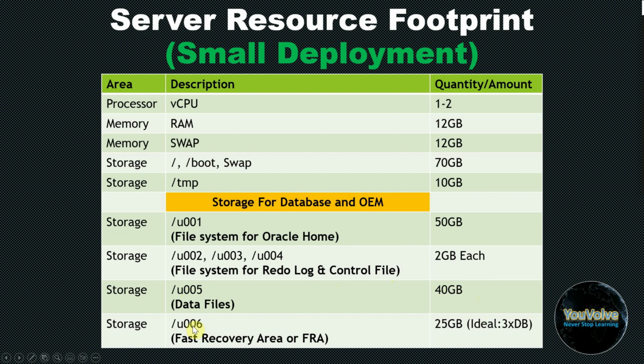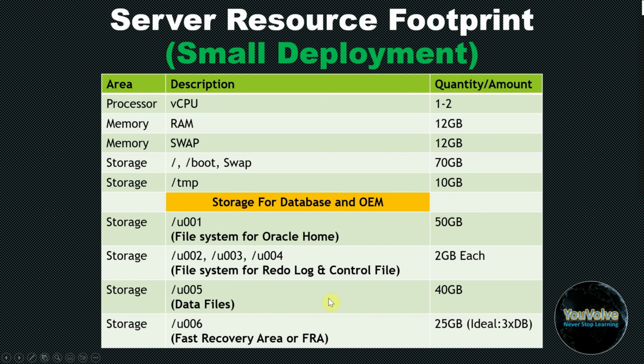And the file system named U006 is created with a size of 25 gigs, which will host the FRA or the fast recovery area. Oracle recommends an FRA size of 3 times the database size, but as we are not going to keep the backup pieces here, this should be fine. You can have it even smaller initially, like 20 gigs or so, then increase when required. If you create guaranteed restore points and your flashback retention is very high, then probably you will need a lot of space in your FRA.